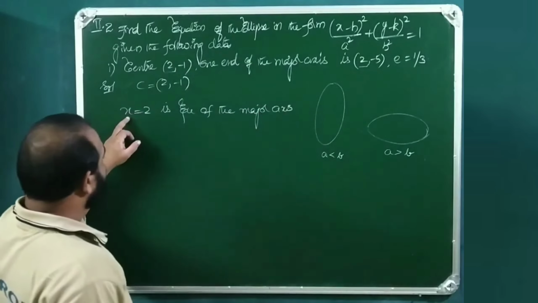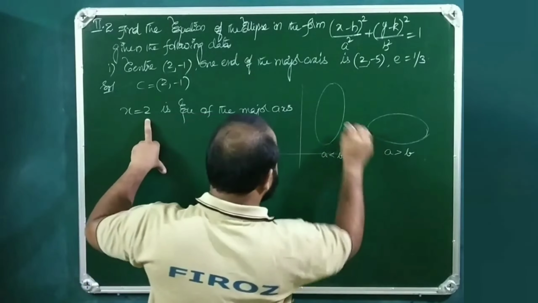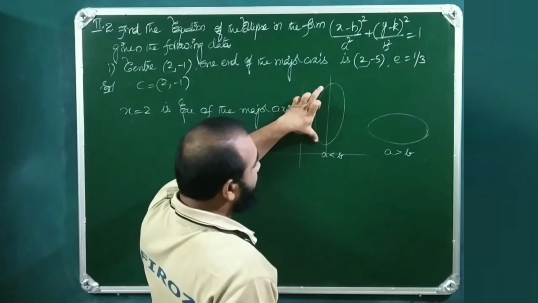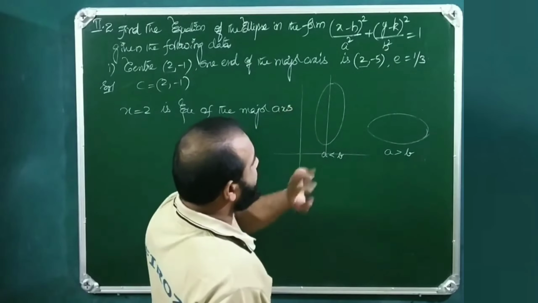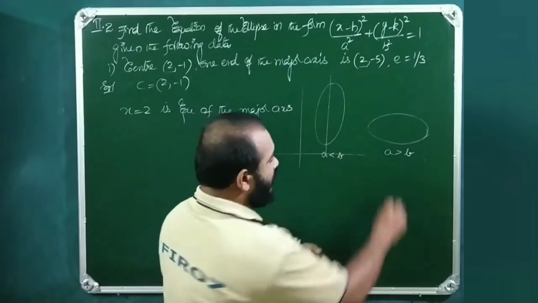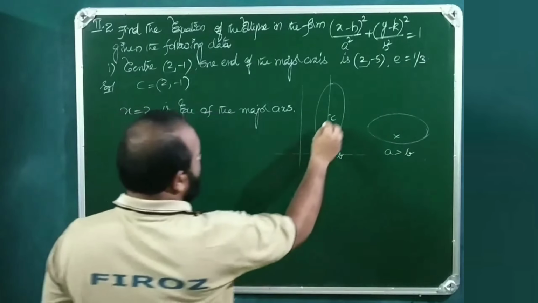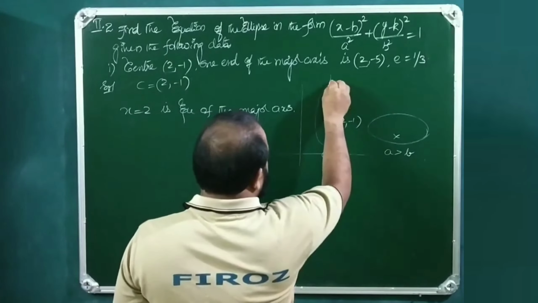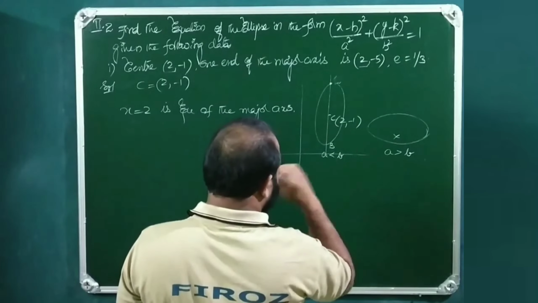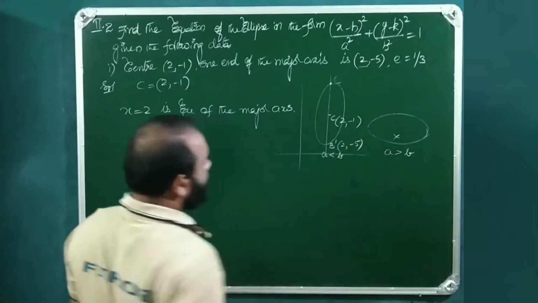So x equals constant is a line which is parallel to the y axis. So this is the y axis, and the major axis is parallel to the y axis. Therefore, this is the vertical ellipse, not this. Given C (2, minus 1) and this is B, or B dash, given as (2, minus 5).